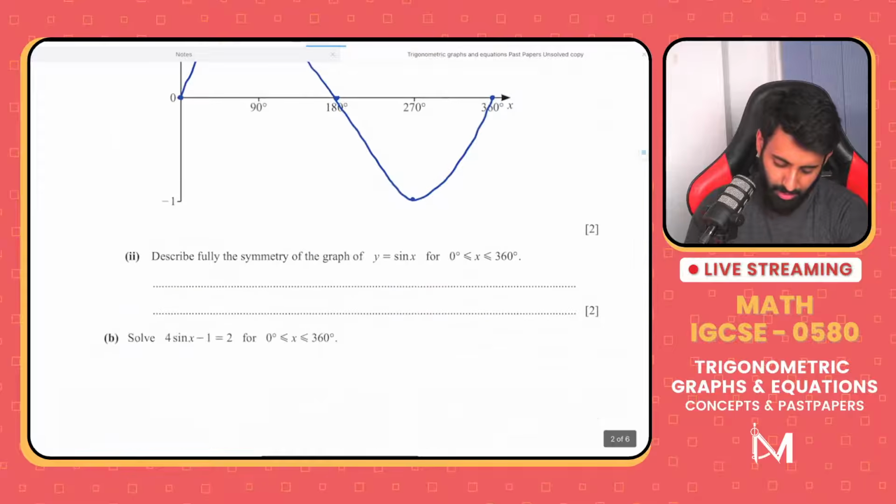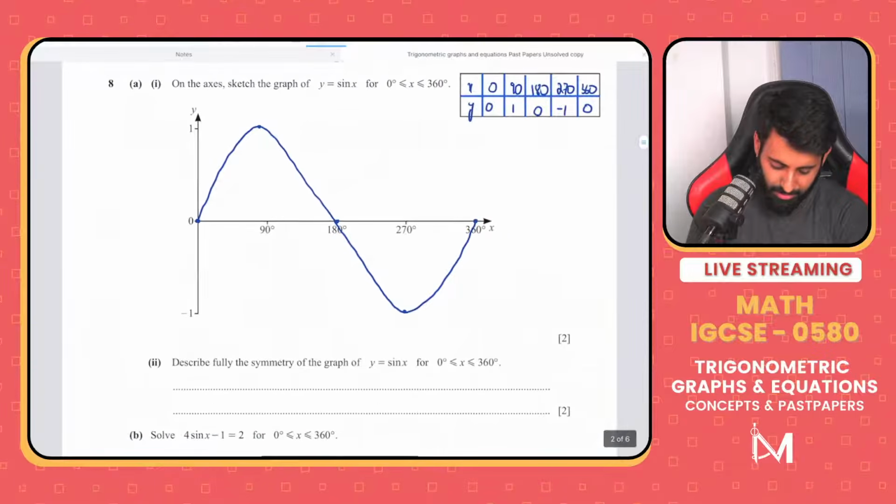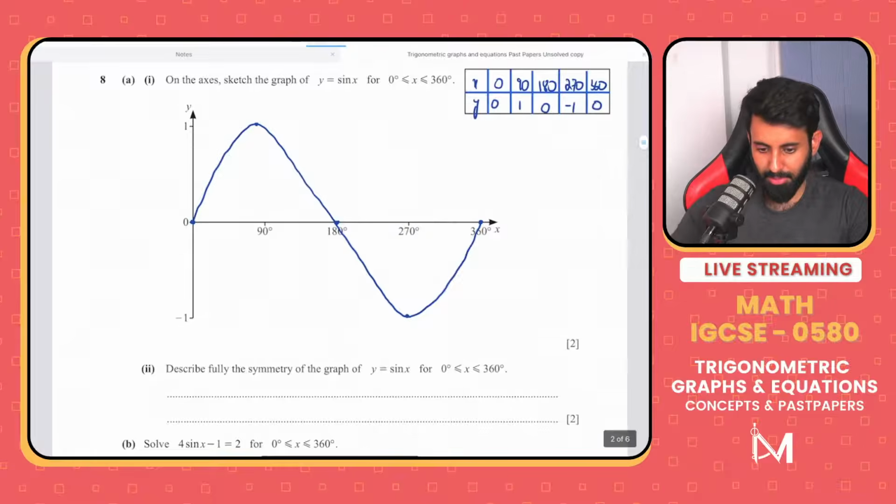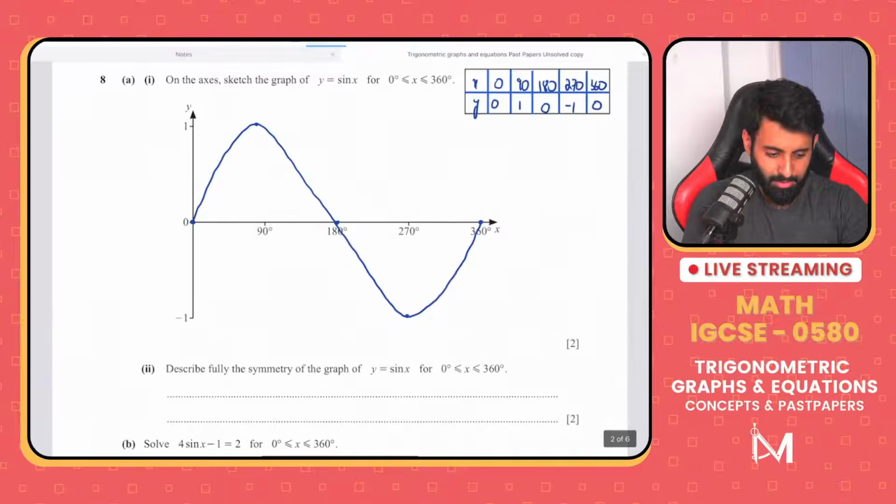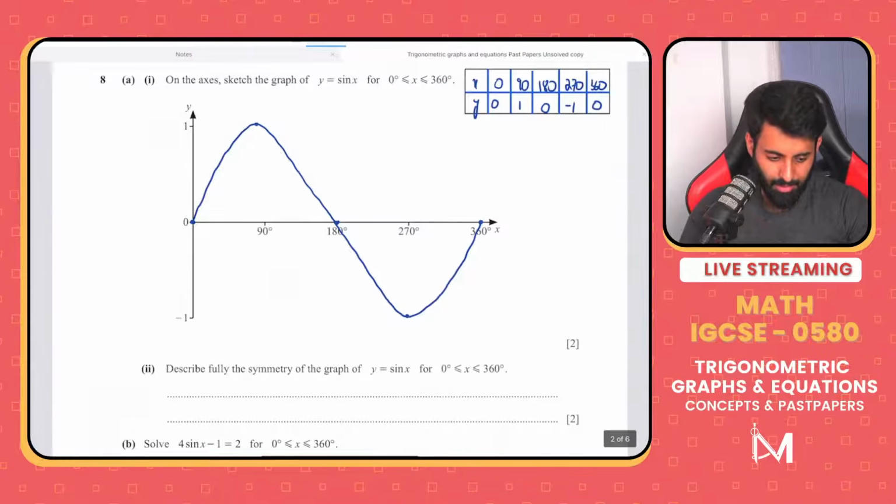Okay, now, describe fully the symmetry of the graph y equals sine x for 0 to 360. Anyone who would like to have a go at this one? Tell me what the answer is. Describe the symmetry of this graph.